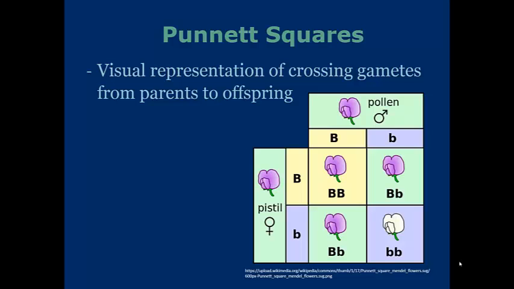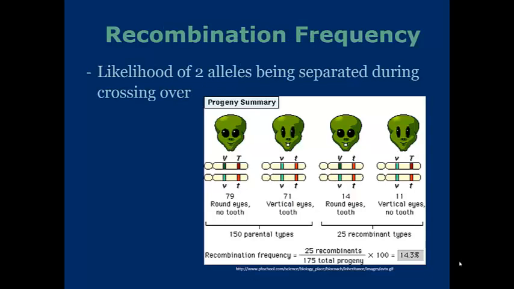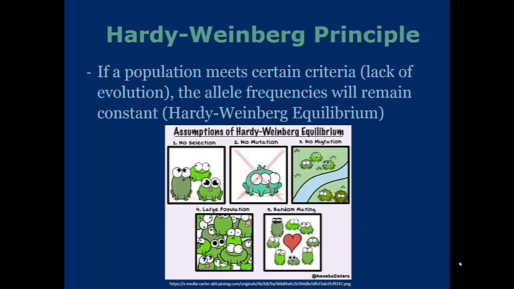I'm sure you've noted more complex Punnett squares with multiple alleles being taken into consideration. In general, the MCAT's not going to go that far with things. Recombination frequency is listed as the likelihood of two alleles being separated during crossing over, the equation for which is listed below. Hardy-Weinberg principles state that populations meeting certain criteria will have an allele frequency that remains constant, which is noted as the Hardy-Weinberg equilibrium.